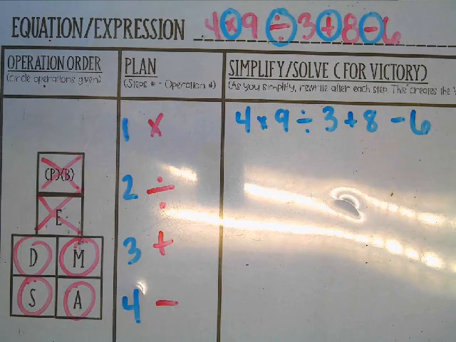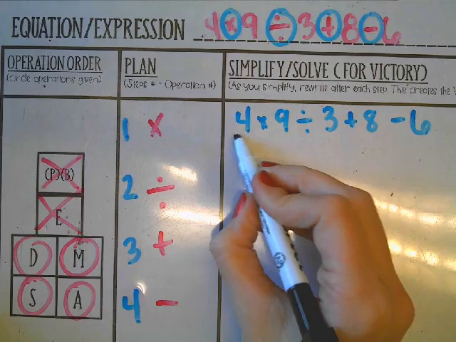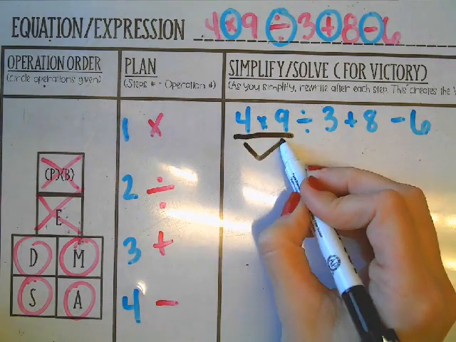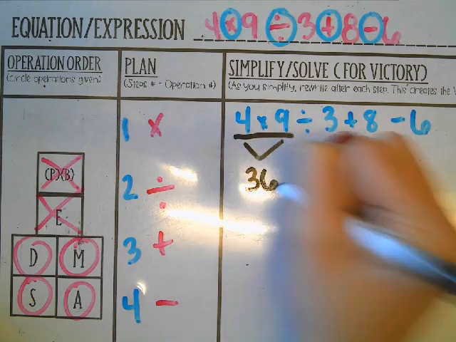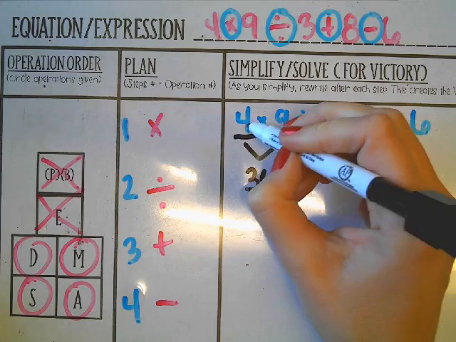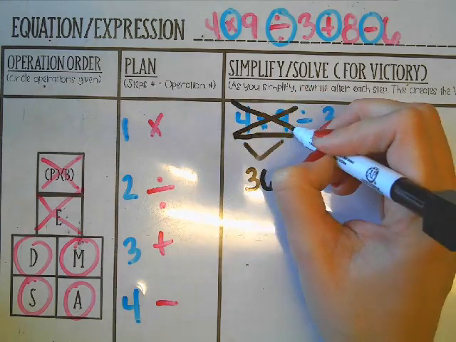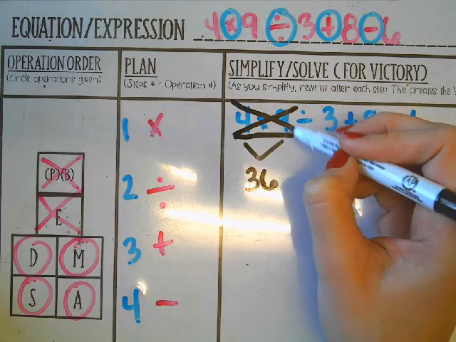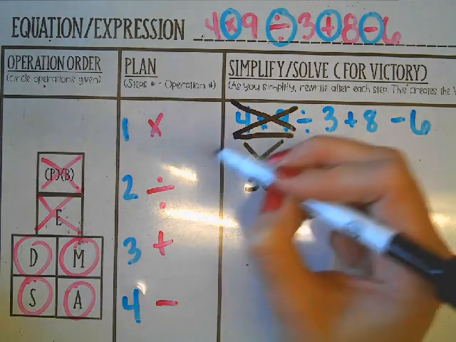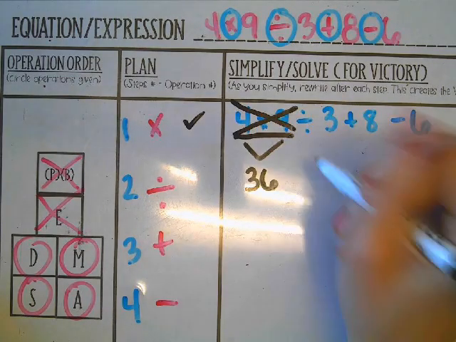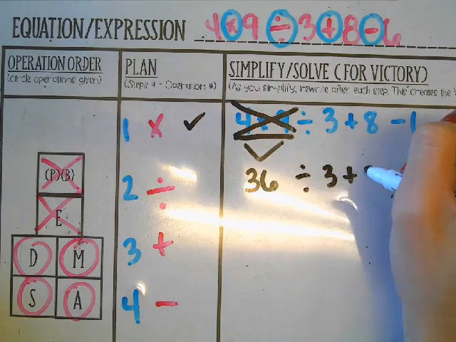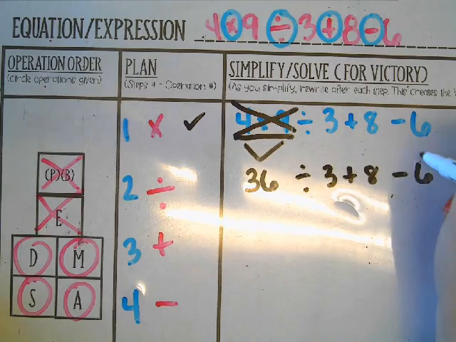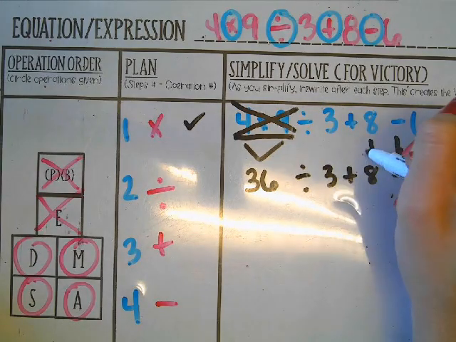Step 1 tells me to multiply. So I'm going to find the multiplication problem and underline it. Then I'm going to draw a little arrow to solve it. And 4 times 9 is 36. So I write 36 underneath it. Now you've got to mark this out, because if you don't, you're going to end up trying to use those numbers again. So I have multiplied, and I'm going to check that off. Next, bring everything down. If you have to draw an arrow to remind yourself to bring each thing down, you can.